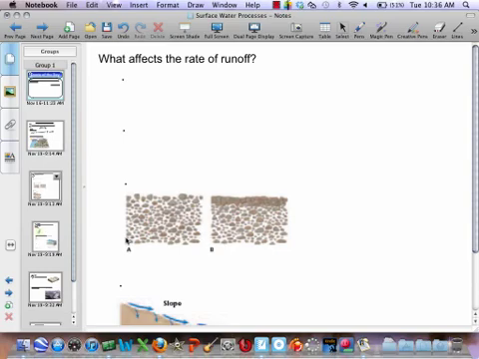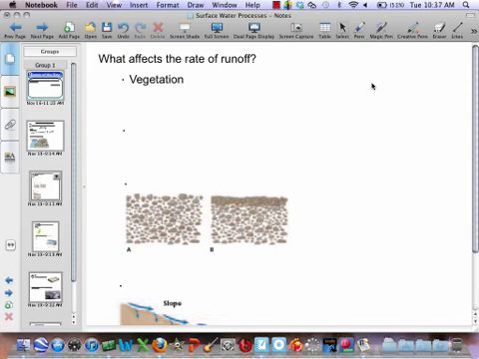There are several factors that affect the rate of runoff. One of the first ones is vegetation. Think about a barren land with a lot of water. Is there anything to hold that soil together? So what happens as soon as the water hits it? It just carries the dirt away.